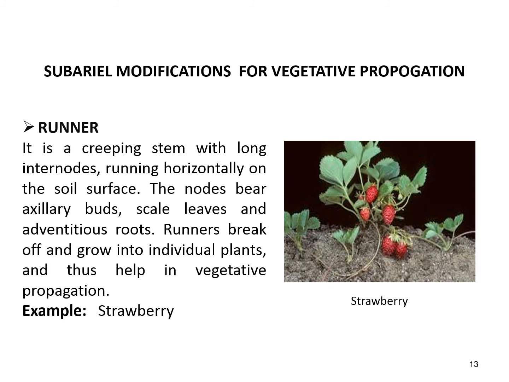Okay, next is subaerial modified stem. Runner is the subaerial modified stem for vegetative propagation. It is a creeping stem with long internodes running horizontally on the soil surface. The nodes bear axillary buds, scale leaves and adventitious roots. A runner actually arises from an axillary bud, remember. Runners break off and grow into new individual plants and help in vegetative propagation. Example, strawberry.